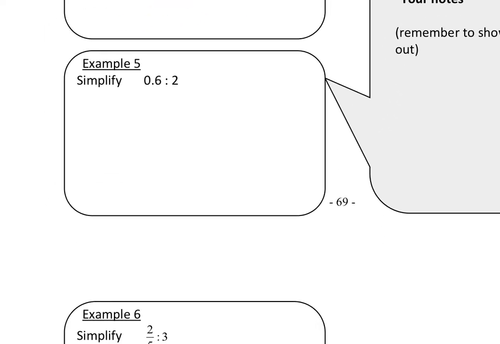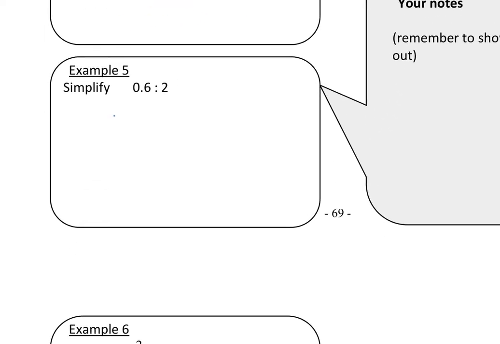Okay, example 5. We've got 0.6 to 2. So the first thing I would do is multiply through by 10, because we've got one decimal place here. That'll be the easiest thing to do, to get rid of that one decimal place. So you get 6 to 20. We can now divide through by 2, which gives you 3 to 10. And if you just check that, there's nothing else that you can divide through by. There's nothing else common, so that's as good as we can go.